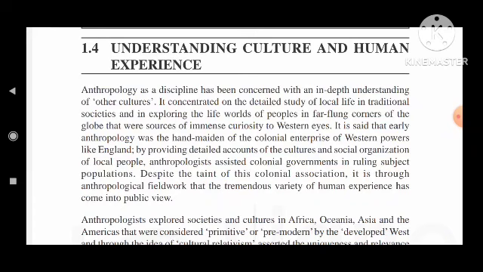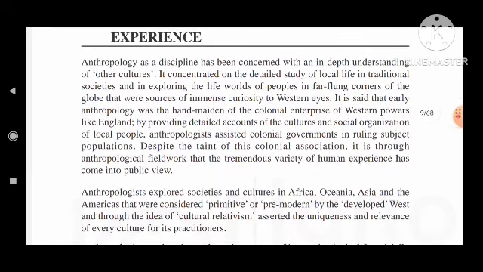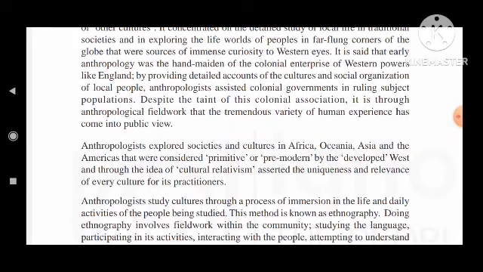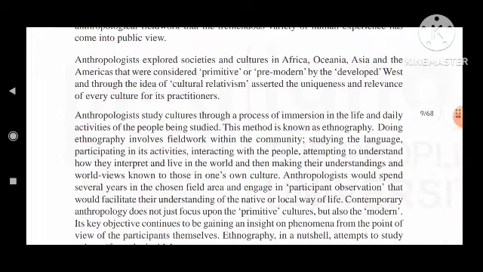Anthropologists assisted colonial governments in ruling subject populations. Despite the taint of this colonial association, it is through anthropological fieldwork that the tremendous variety of human experience has come into public view. Anthropologists explored societies and cultures in Africa, Oceania, Asia, and the Americas that were considered primitive or pre-modern by the developed West, and through the idea of cultural relativism, asserted the uniqueness and relevance of every culture for its practitioners.